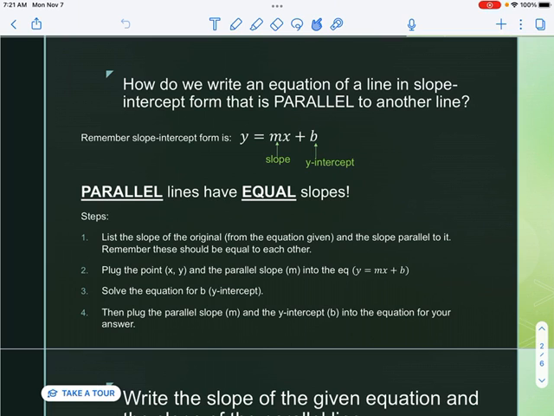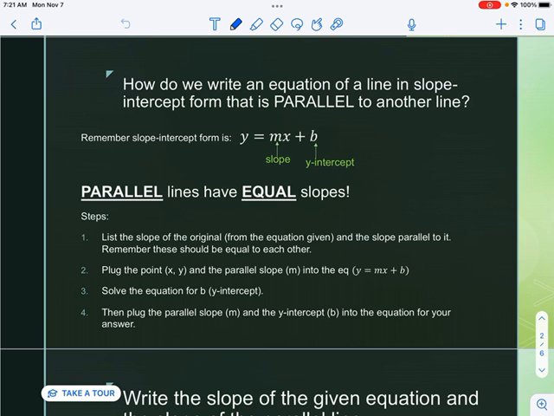So remember that slope-intercept form is y equals mx plus b. That is what our answers are going to be expressed in, unless it is one of our two specials. Our two specials are horizontal lines or vertical lines. Now, here's the thing. When we are talking parallel lines, right?